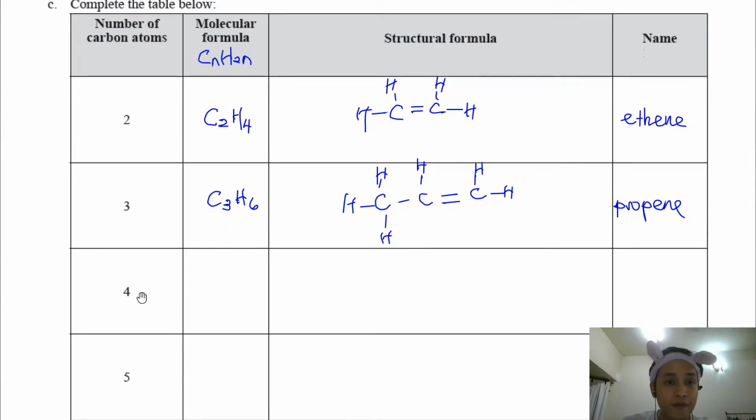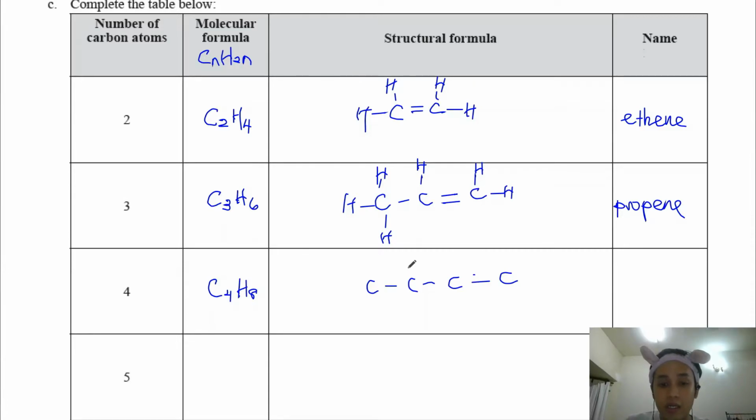Okay, so the next part, I believe you can try and do this on your own. So C4, this one will become C4H8. In this case, when you draw the carbon chain, first you draw 4 carbons and then only you put the double bond. So your double bond can go either here or here or here. It doesn't matter where.